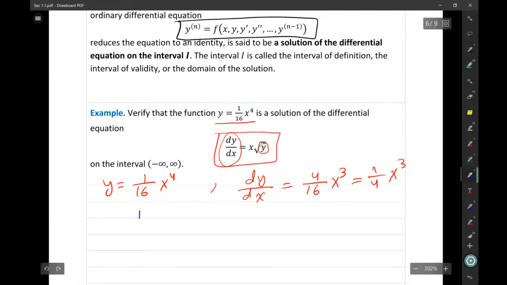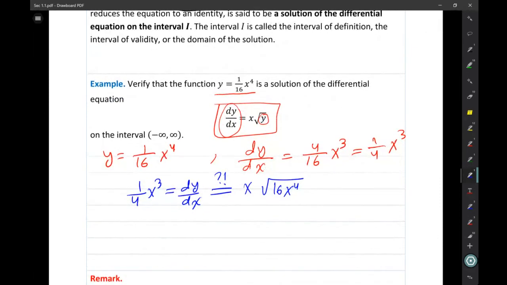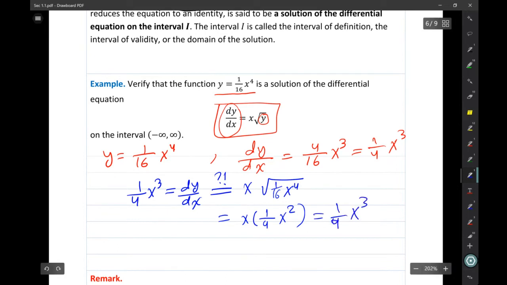Now the left hand side, 1 by 4 x to the power 3, it is equal to dy by dx. Is that equal to x times the square root of y, where y is 1 by 16 x to the power 4? We have to check. The right hand side is x times the square root of 1 by 16 x to the power 4, which is x times 1 by 4 x squared, which should equal 1 by 4 x to the power 3.